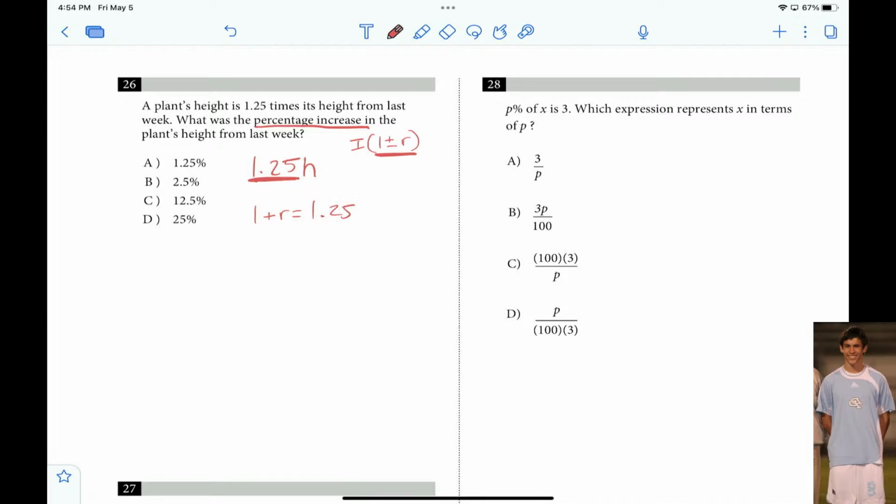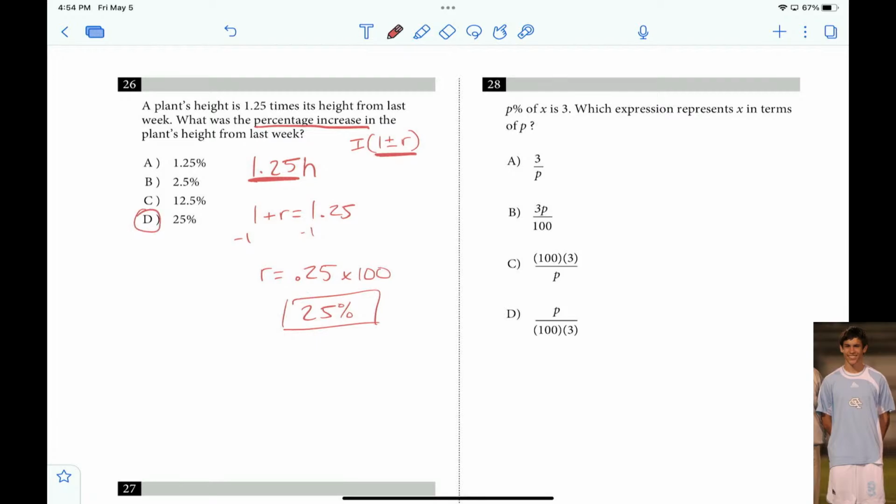So we're just solving for R. We're going to subtract 1. So we get R is equal to 0.25. But remember, R is the percentage as a decimal. It's the decimal value, not an actual percent. So we want to figure out the actual percent. To convert a decimal to a percentage, you multiply again by 100. So we get 25%. So the answer is D.